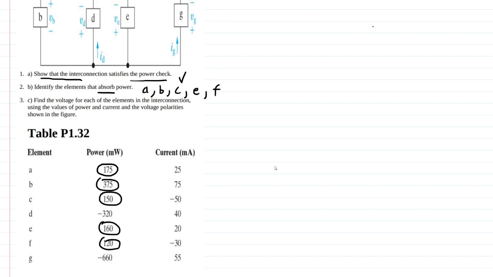And our next task is to find the voltage for each of the elements in the interconnection, the voltage drop across them, or the voltage gain. We're going to find the potential difference across them. And we're given the values of power and the values of current, so we can use that equation. Once we have that value, we're going to compare the magnitude of the voltage with respect to the signs across the element.